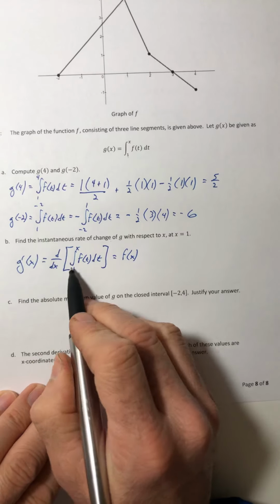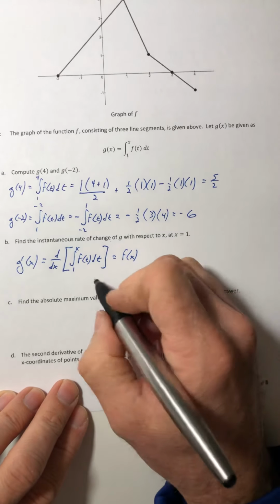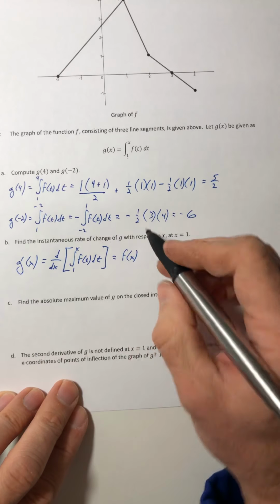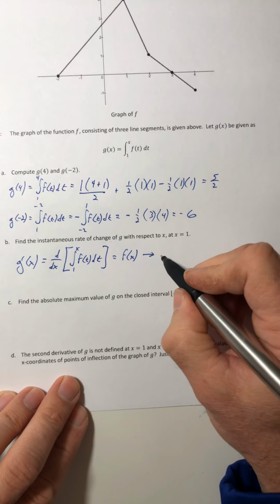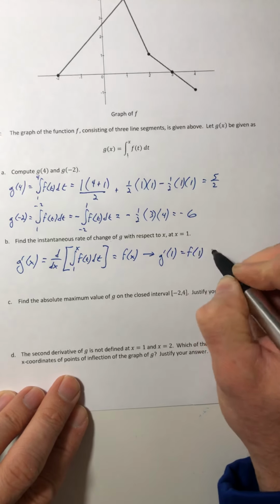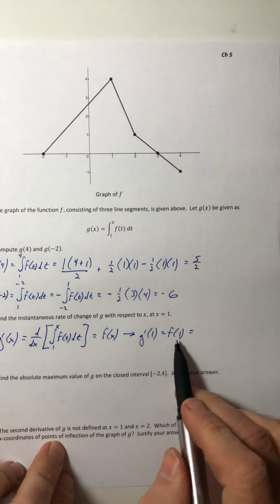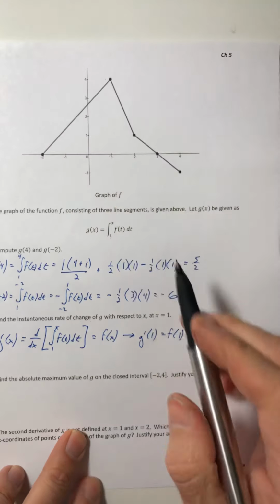So the derivative and the definite integral cancel out, and it's just f. So the derivative of g is f. Now I want to evaluate it when x is 1. So g prime of 1 equals f of 1. f of 1, that's just asking for the y-coordinate. So when x is 1, the y-coordinate is 4.